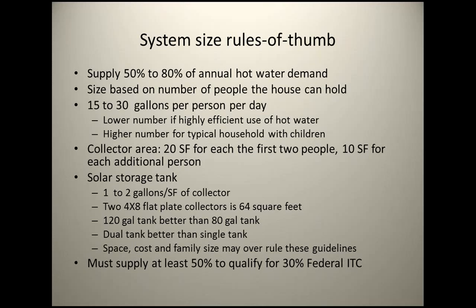You must supply at least 50% of the annual use to qualify for the 30% investment tax credit. So there's a 30% investment tax credit for solar hot water systems. It includes the entire system. And then there's an 8% Idaho state deduction. So we can deduct 40% for the first year, and 20% each of the next 3 years.